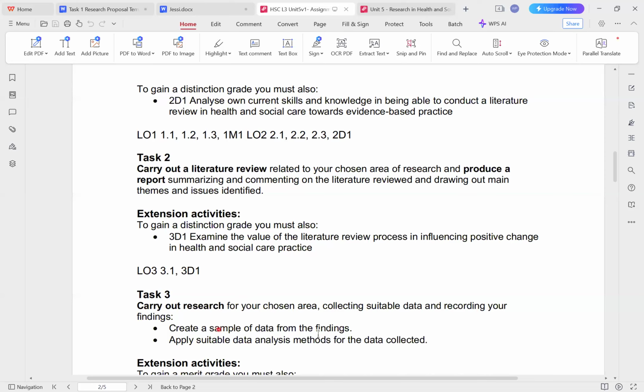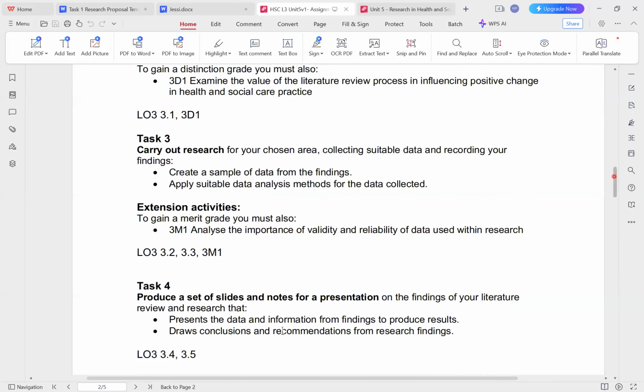So you're creating a sample of data from the findings and applying suitable data analysis methods. There are different data analysis methods that we've talked about. And the fourth task is to produce a set of slides and notes for your presentations on the findings of your literature review and research, where you would present the data and the information from the findings to produce results and draw conclusions and recommendations from the research findings.